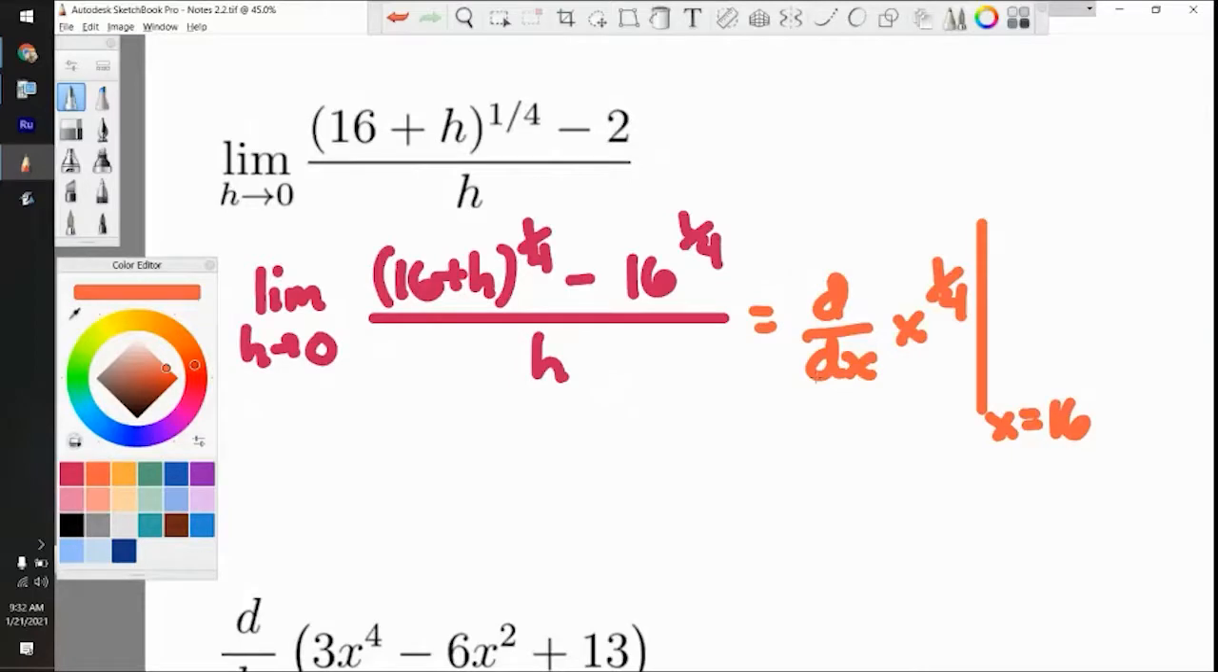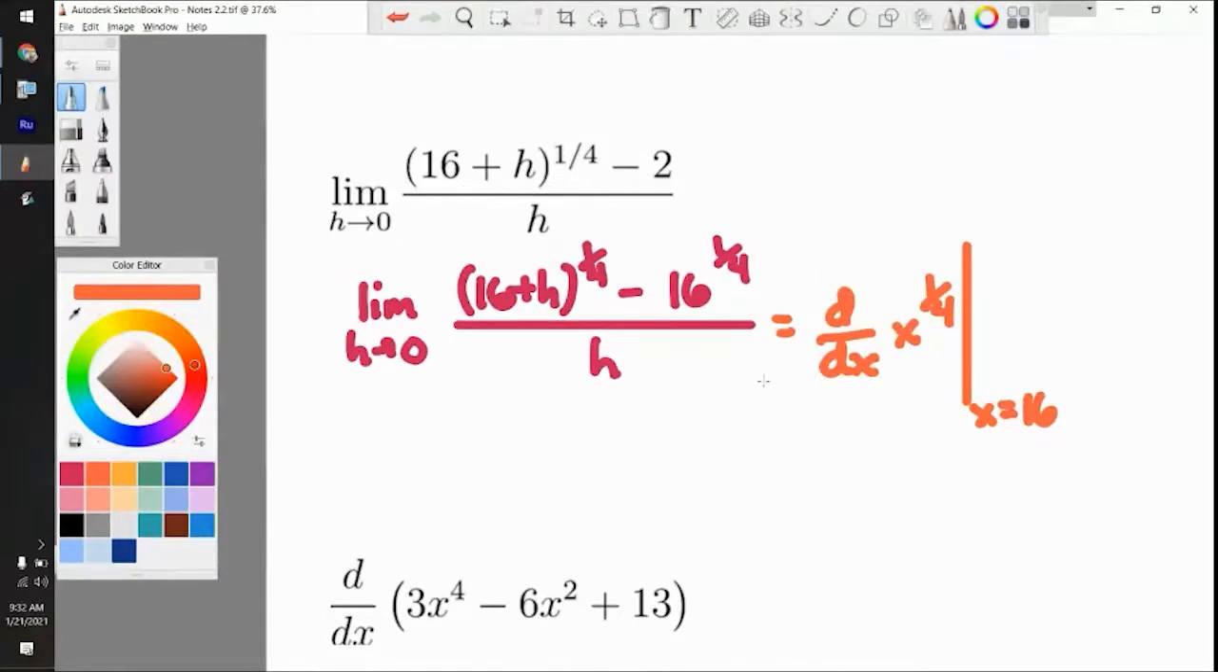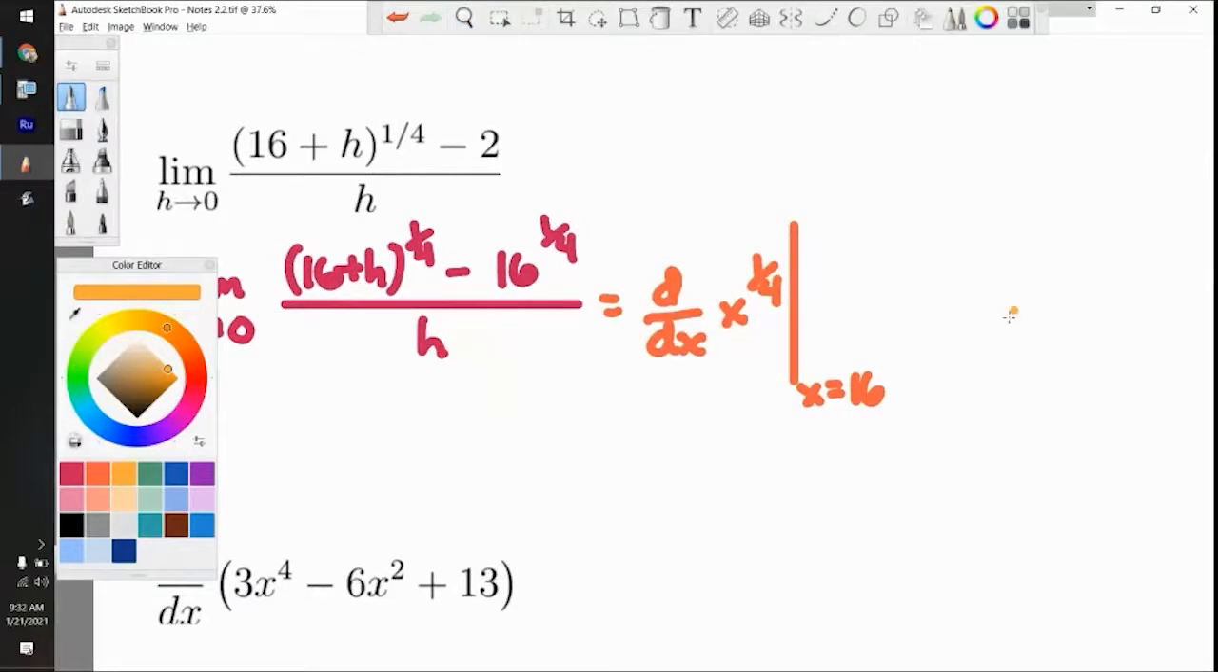Okay, so let's do this step. We're going to do the derivative of x to the 1/4, and then we're going to plug in 16. So let's do that. What is the derivative of x to the 1/4? Does anybody want to help me out here? Thank you. 1/4 x to the negative, whoa, that's embarrassing, to the negative 3/4. Okay? Because 1/4 minus 1, remember you have the minus 1 from the power, is going to be a negative 3/4.